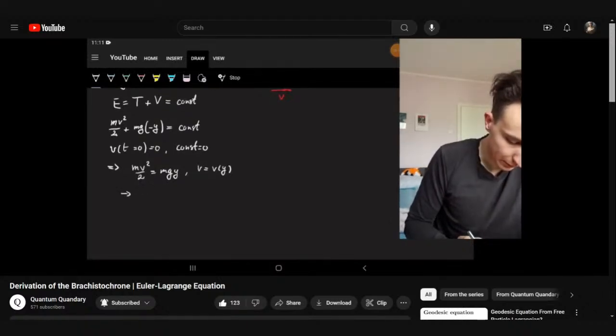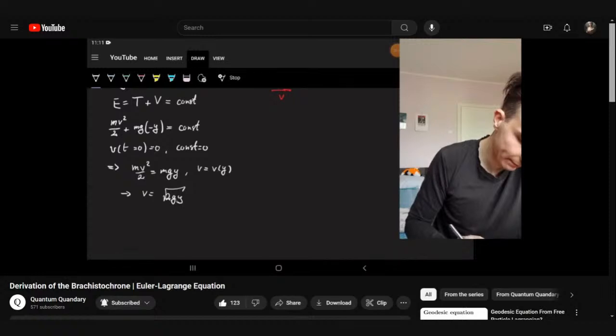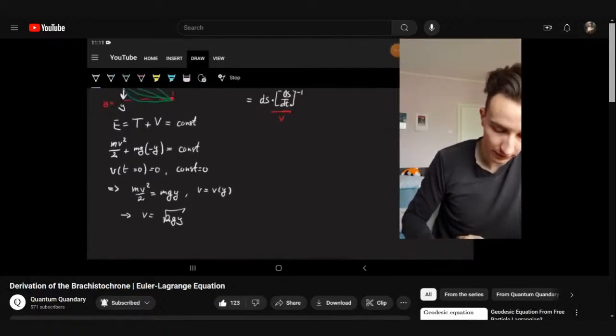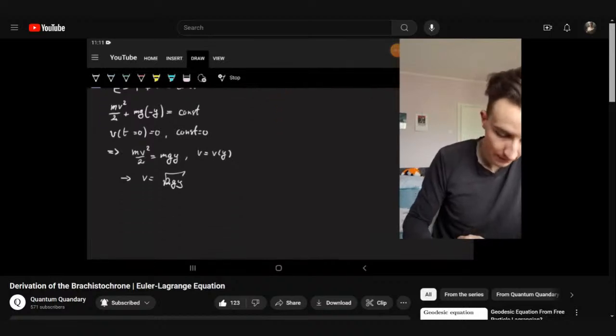So here, let's just express it then. It's the positive and negative square root of 2gy. But why is it positive and negative square root of 2gy? v is the square root of 2gy. All right. And then we're going to want to use this, so we're going to be putting our v in there.